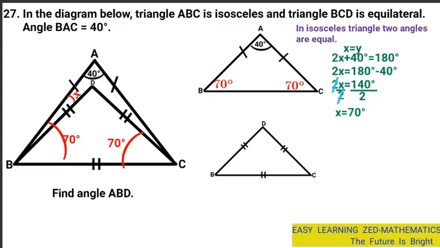Okay, now we have found the value of those angles from line AC to line BC, and line AB to line BC. Now that is the value of those angles. Now let's go to the second triangle.